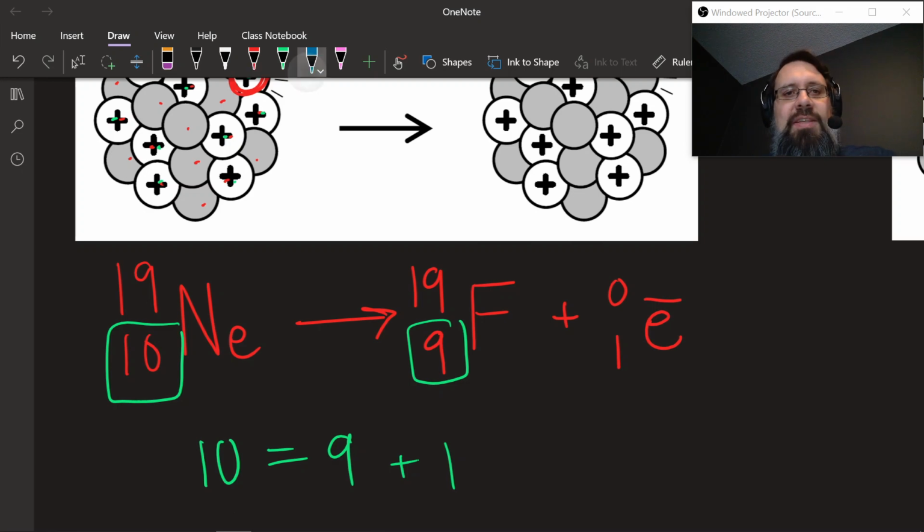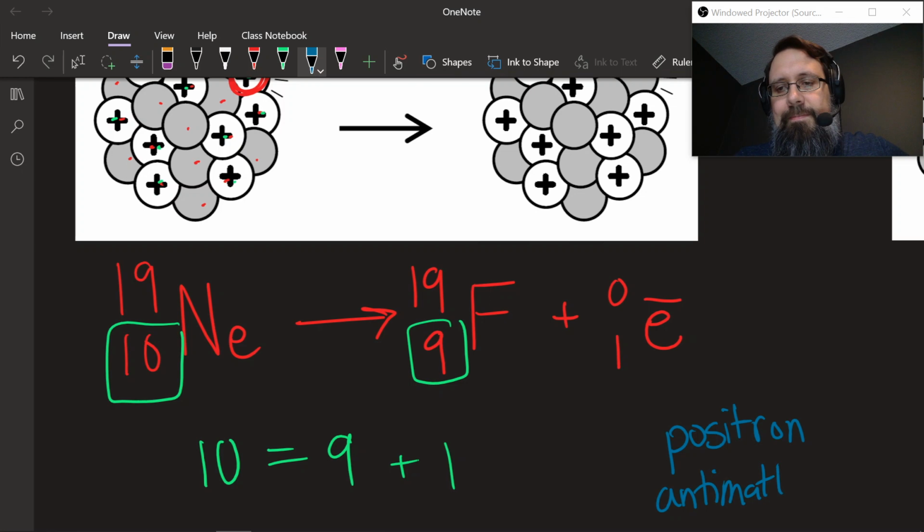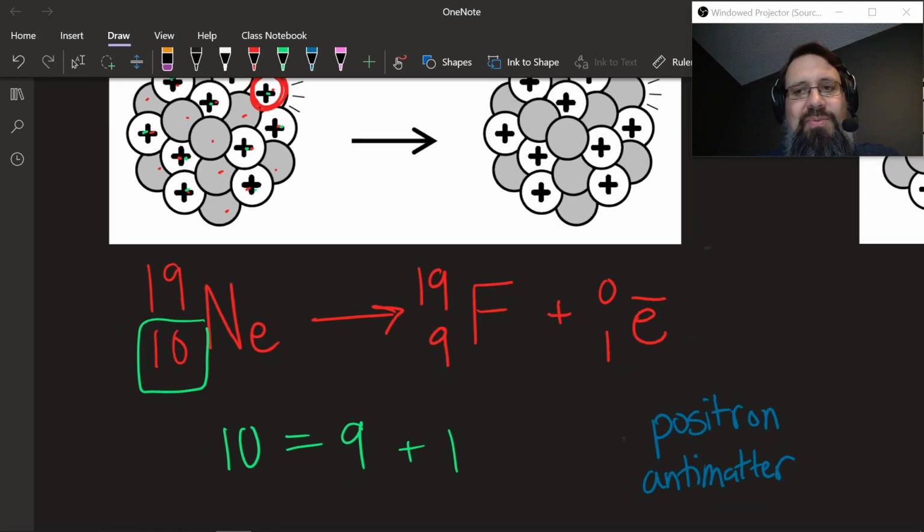We call this a positron, and this is actually a thing. There are positively charged electrons. They're called positrons. They are antimatter. So when a proton turns into a neutron, it has to spit out antimatter, which is pretty cool.